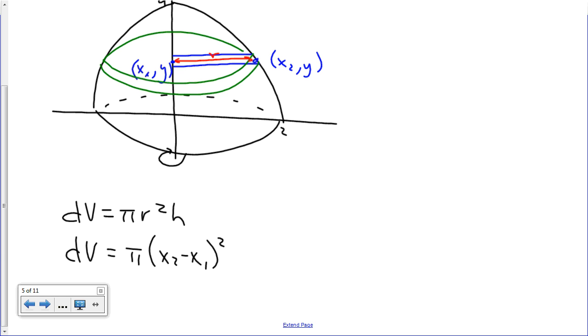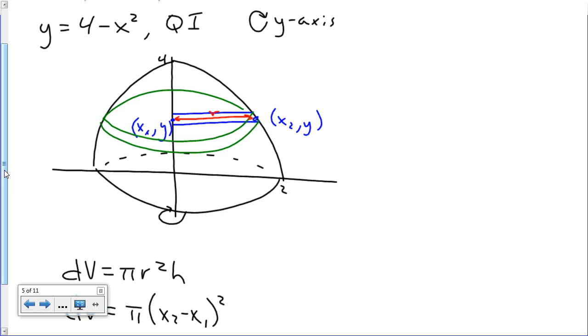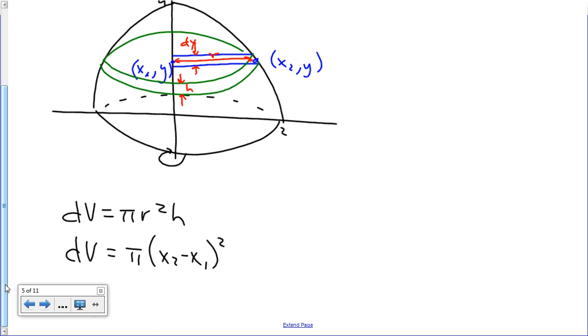That's the radius squared, so it's x2 minus x1 squared. And then the height of my cylinder is this height right here. I'll just mark it right here. That right there is the height. But again, notice that corresponds to the same height of the original slice that I drew here. And that's actually dx, or excuse me, dy. It's a change in y values, not a change in x values. So that's a dy. So my height this time is dy.